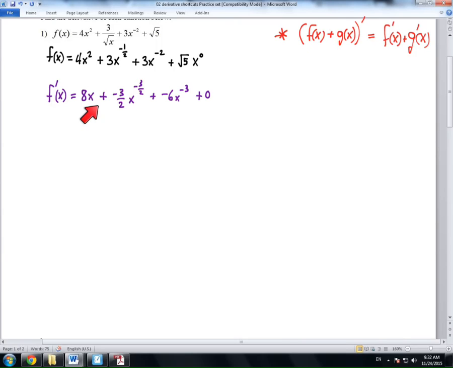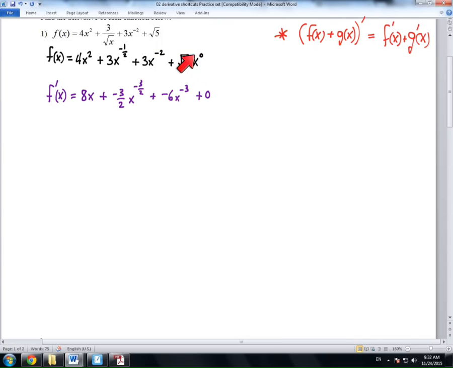Second thing I need to be aware of is I need all of this stuff to be in a form that I could use power rule on. The trickiest part for most people is this square root of 5. Some people will differentiate the square root of 5, but remember we're differentiating with respect to x. X is the variable here. So the implied variable is x to the 0 power, because x to the 0 power is 1. So we have 1 times the square root of 5.